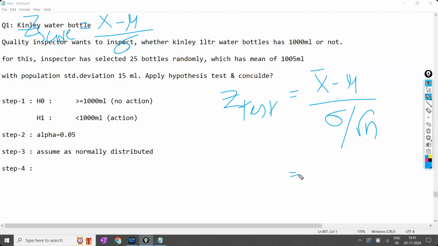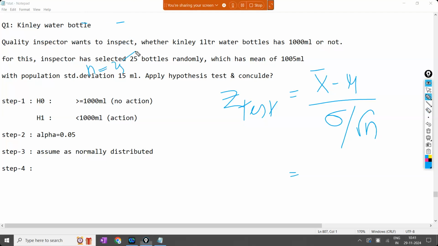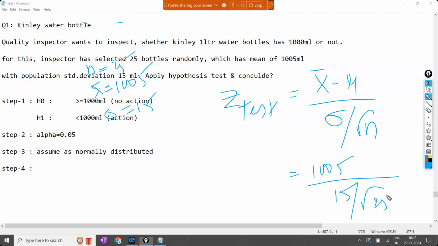In your question, tell me how many bottles they have selected? 25 bottles, means n is 25. And what is the sample mean? For these 25 bottles, the average is 1005. Population standard deviation is what? 15. So now here you apply 1005, 15 and 25. These three you are going to apply here.